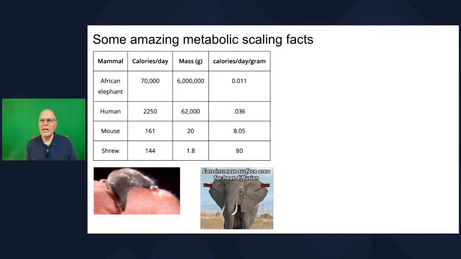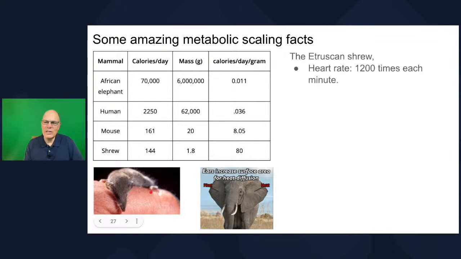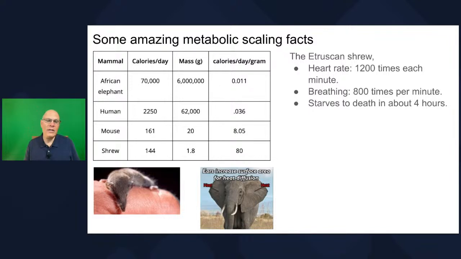And here are some things that relate to this kind of metabolic scaling. Calories per day per gram for an elephant is way less than 1, whereas for a shrew, it's about 80. So it's 1,000 times more in the shrew. And that shows up in all these other really cool facts, like the Etruscan shrew. Here's a shrew that's resting on someone's thumb. That's how small that animal is. There's my thumb. So imagine a little animal resting on my thumb. Its heart rate is 1,200 beats per minute. It breathes 800 times per minute. If you have it in a situation where it doesn't have any food, it'll starve to death in about 4 hours. And it eats 200% of its body weight every day.